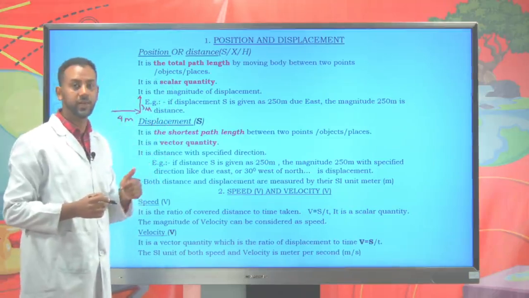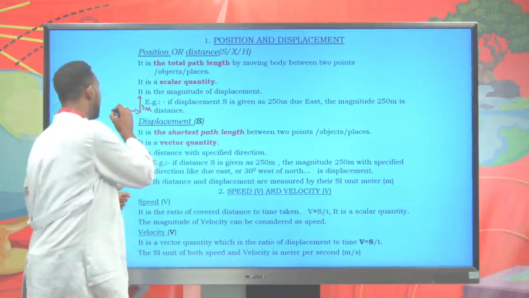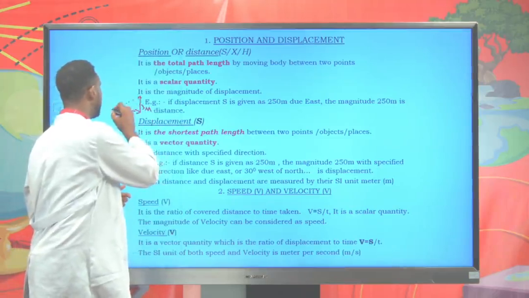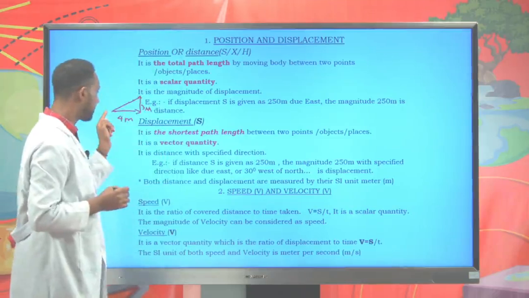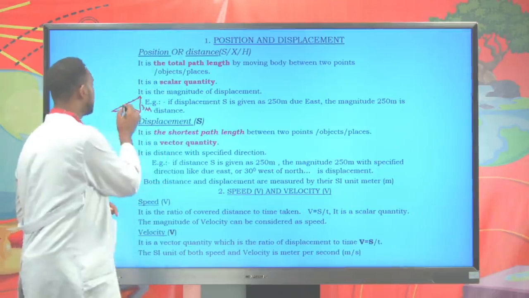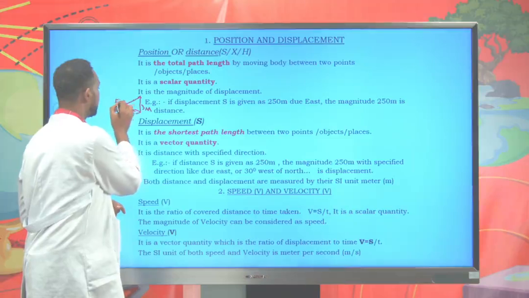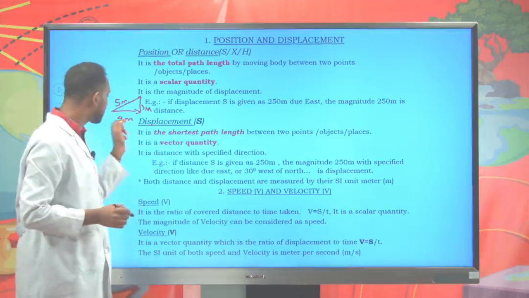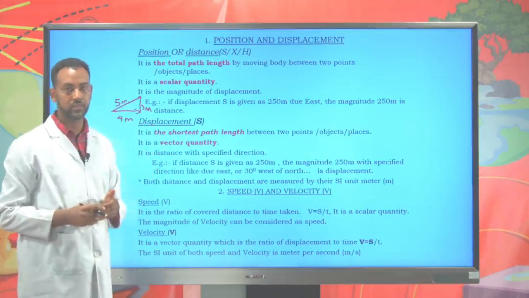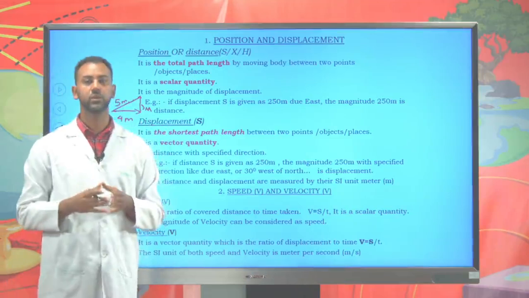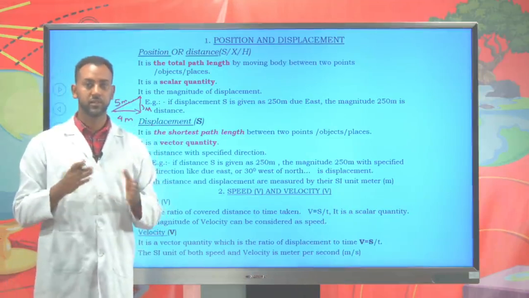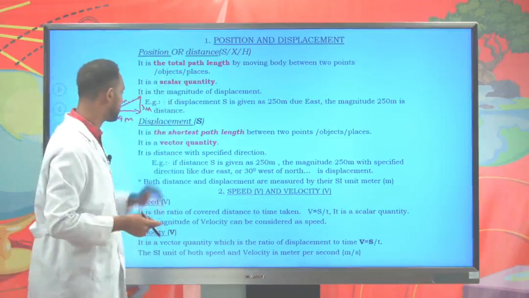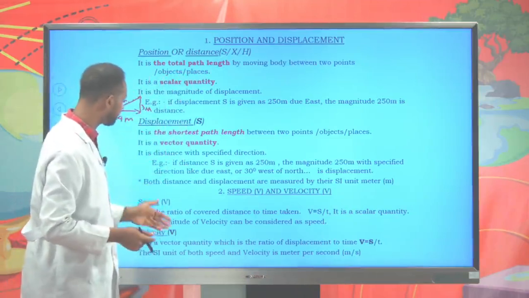But if you are asked to find the displacement, it should be the shortest path length between the 2 points. That means we should construct like this. The shortest path length between the 2 points gives us, using Pythagoras theorem, 5 meters. So 5 meters is the displacement, whereas 7 meters is the distance. Therefore, distance and displacement are the two important parameters. The difference between them is that one is the total path length, the other is the shortest path length.